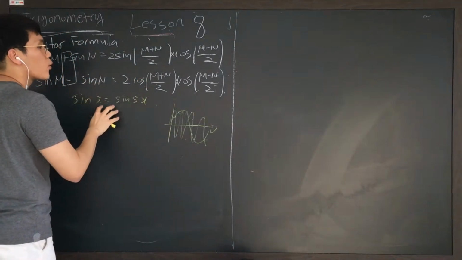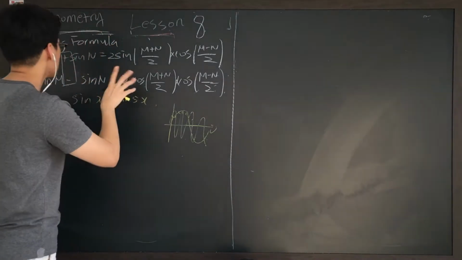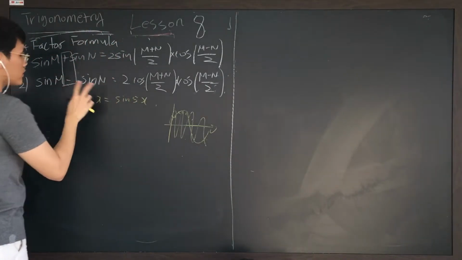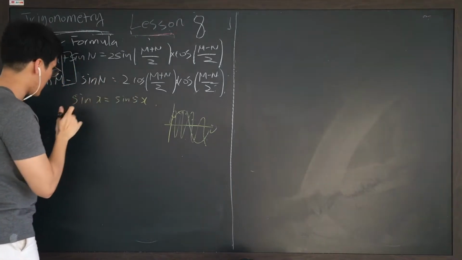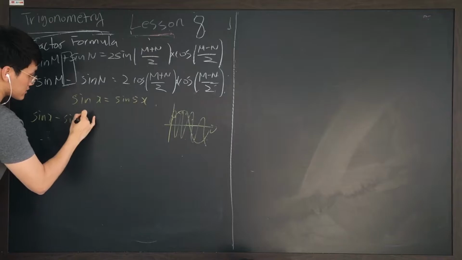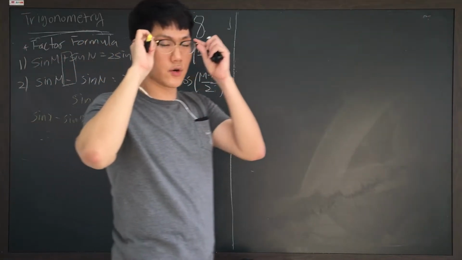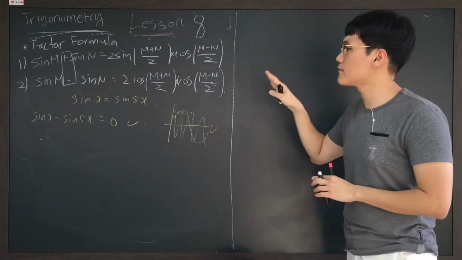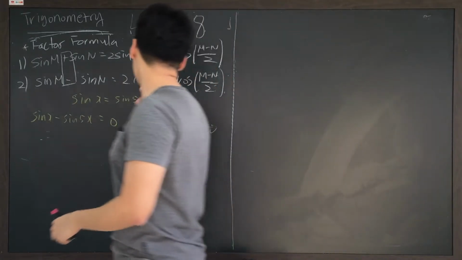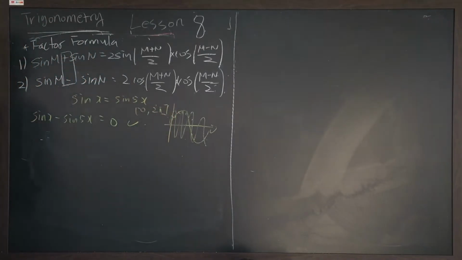But for now, we are actually able to solve this without any calculator. So let's have a look. If I do the rearrangement, now I have sine x minus sine 5x is equal to 0. When something is equal to 0, this is an equation. I'm trying to find the value of x. So let's suppose x is defined from 0 to 2 pi, just for our convenience.